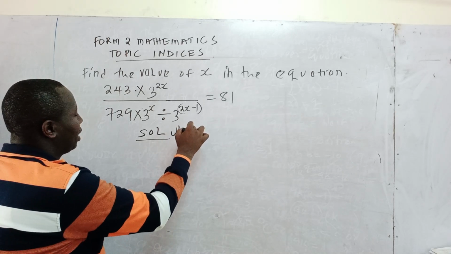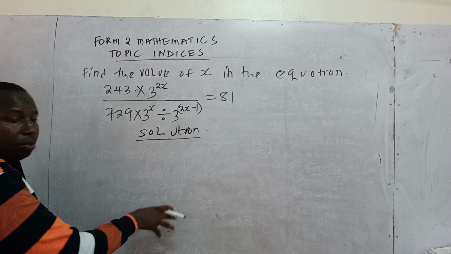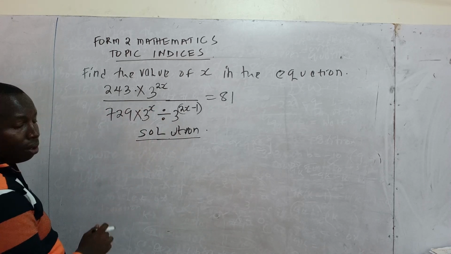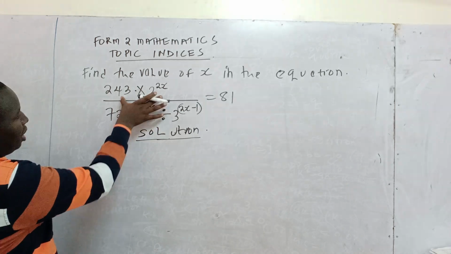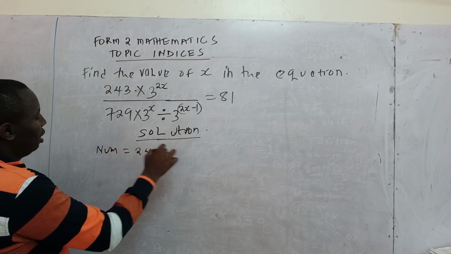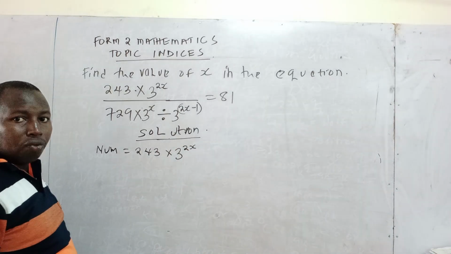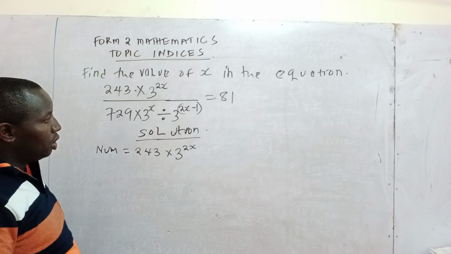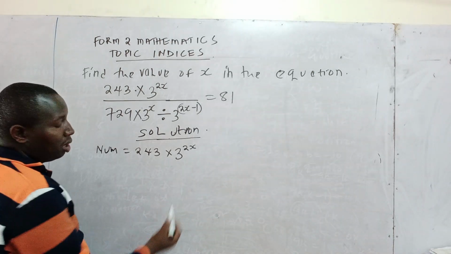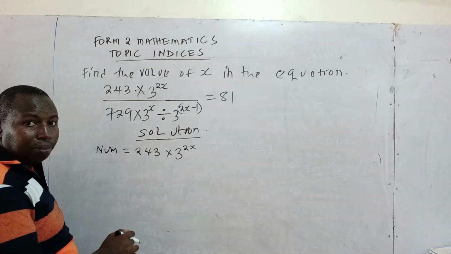So we have this question. The solution is a working. We write down here, we do all the working here. Now find the value of x in the equation. Check the numerator. The numerator is 243 times 3 raised to the power 2x. You first of all deal with the numerator. Can you express 243 in the simplest form?